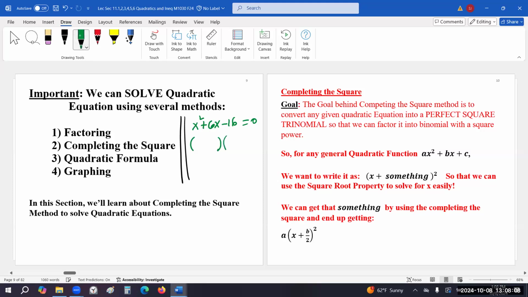If you did it correctly, we factored. What are the two factors we got? Positive 8 and negative 2. So in factoring, we find two numbers multiplied to the constant, combined to the middle term.